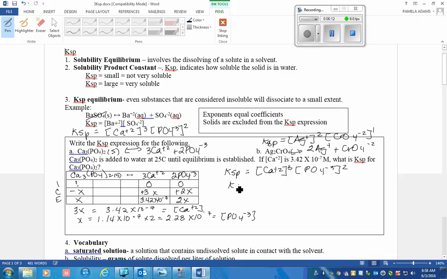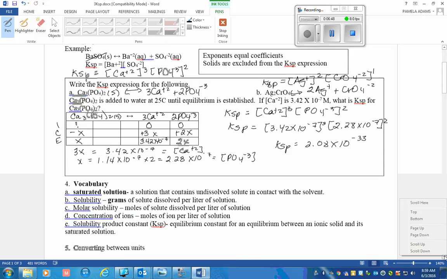So KSP is equal to my calcium ion molarity, 3.42 times 10 to the negative 7, raised to the third power, times my phosphate ion molar concentration, raised to the second power. When I do my math, I find my KSP value is a very small 2.08 times 10 to the negative 33. Very little of this calcium phosphate will dissolve at 25 degrees C.